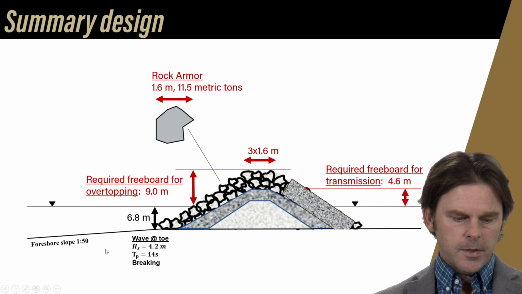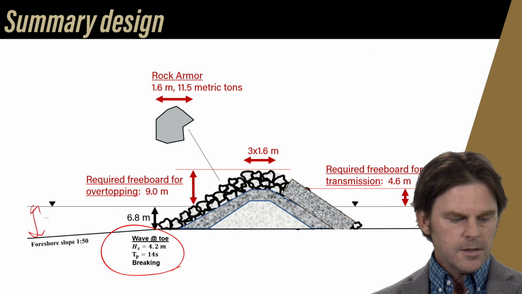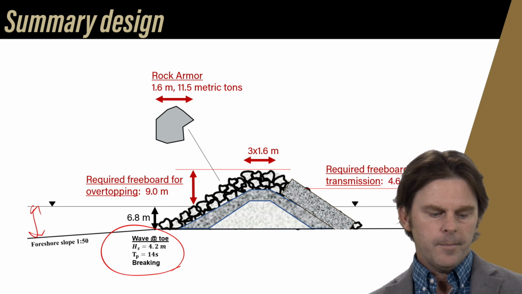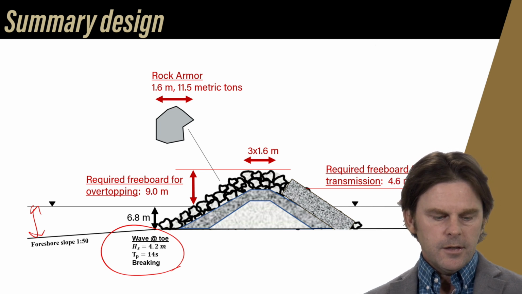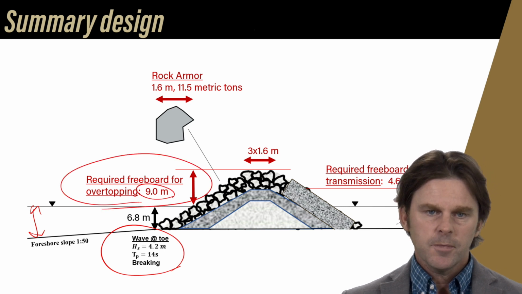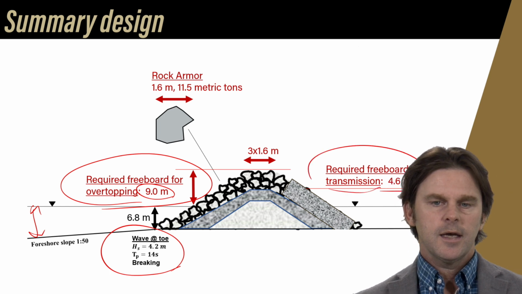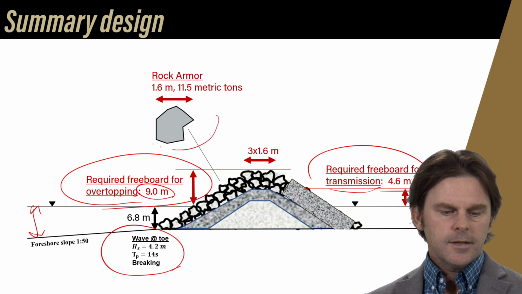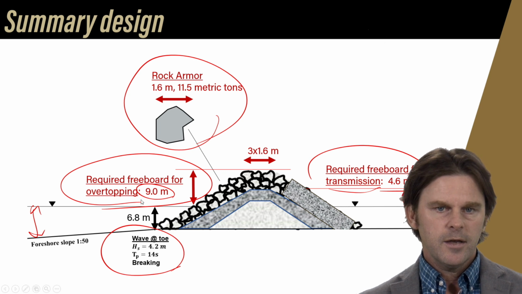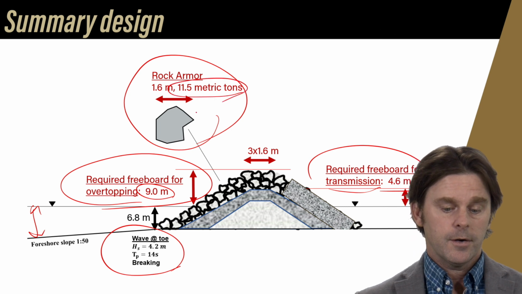So in summary, this is what we need. We routed our wave to the toe. We focused on the deep water case because everything was going to be worse for the deep water case. Bigger waves, bigger water levels, more run up. We calculated the required freeboard for overtopping, which was immense, 9 meters. That's like the Taj Mahal of breakwaters. We calculated the freeboard needed for transmission. That's quite a bit less, 4.6 meters. We calculated the size of the rock armor for the worst waves that we think are going to hit this structure, at least the design wave, 1.6 meters for the DN50, 11.5 metric tons per boulder, okay?